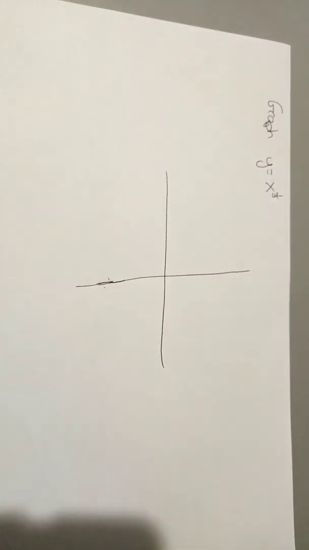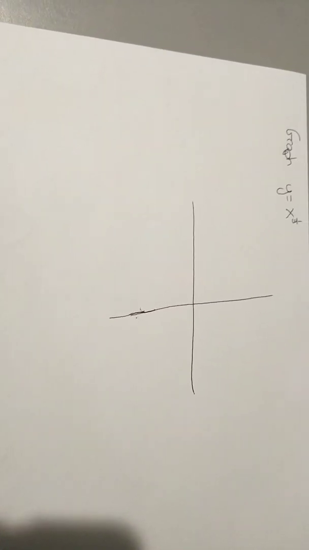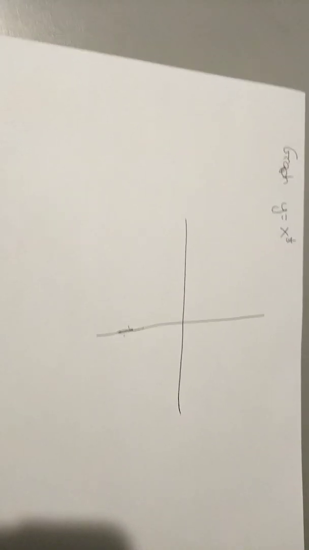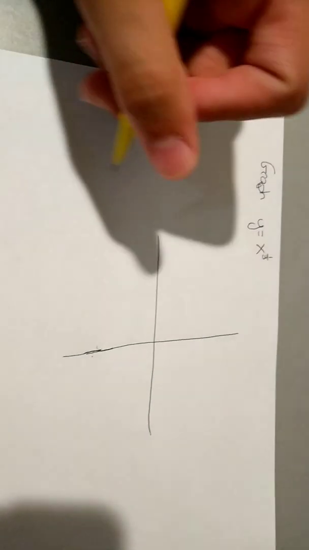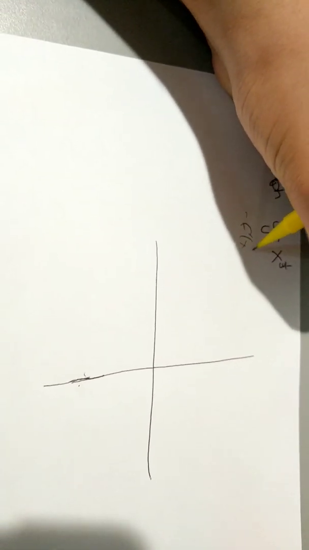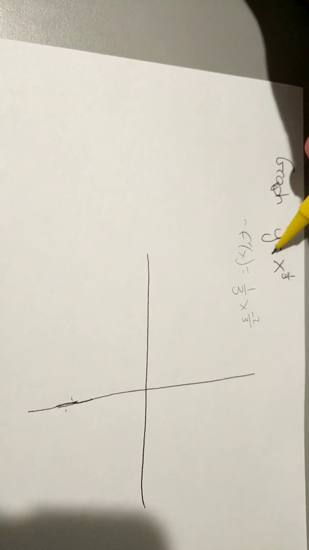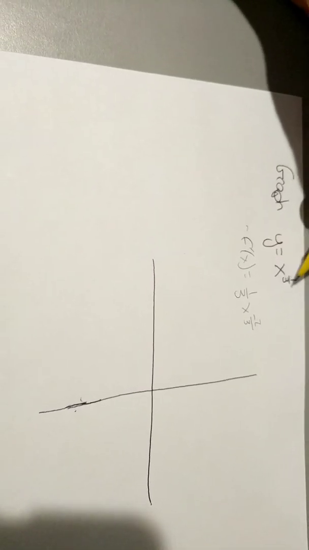In this video, you need to graph y equals x to the 1/3. The first thing I'm going to do is find its instantaneous slope at any x point. To do that, I'm going to take the derivative. So f prime of x is going to equal 1/3 x to the negative 2/3. You basically bring this down here and then you subtract 1 from 1/3, which is negative 2/3.